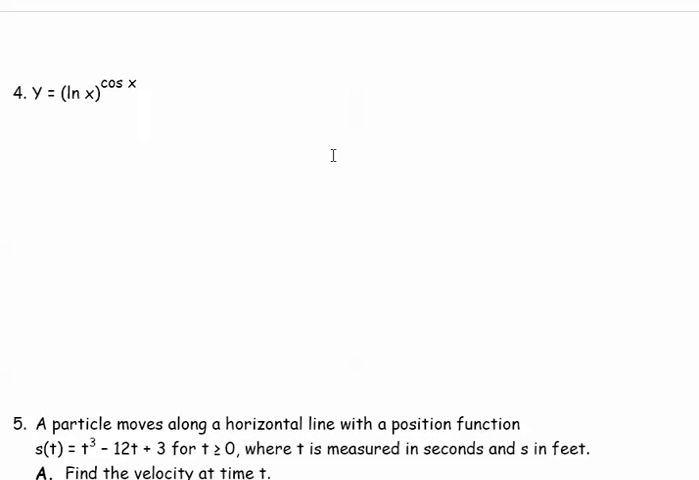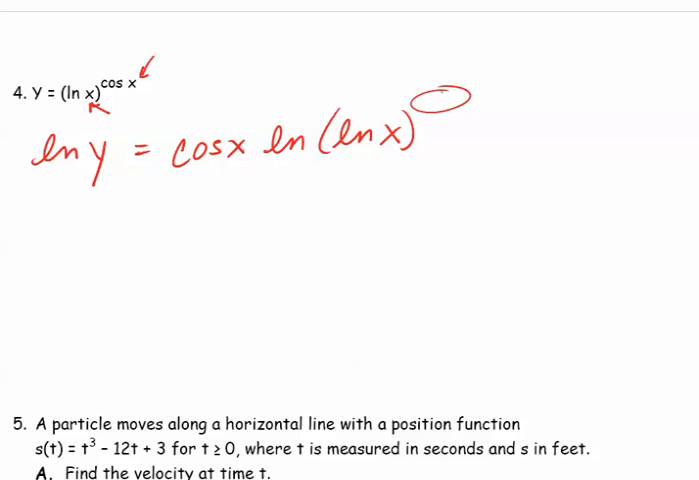Number 4, though, is an example where we must use natural log of both sides because we have a variable in the exponent and a variable in the base. So we must take the natural log of both sides. So this is going to look confusing because we're going to have the natural log of a natural log. And notice I already moved this exponent down in front. All right, so this might look like a strange problem to us at first.